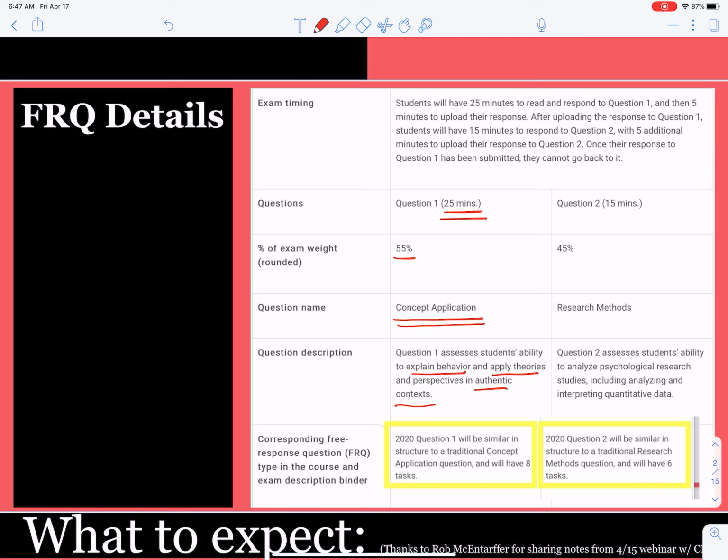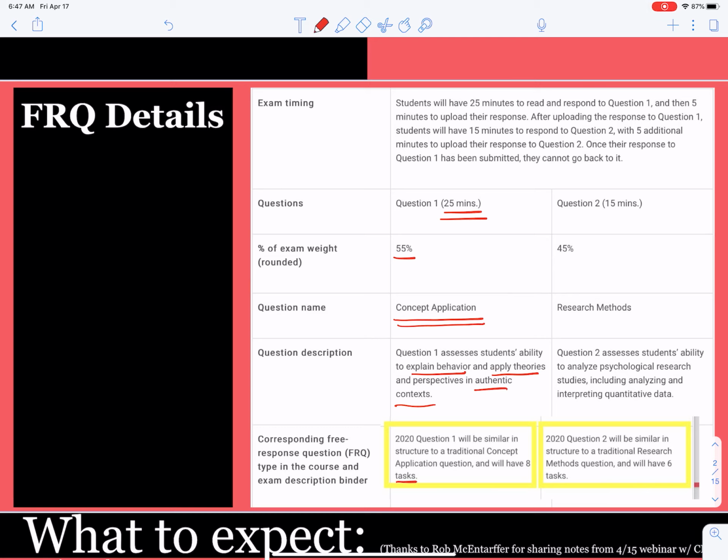So they're going to give you an authentic context, like a little story or a snippet of vignette, and you're going to explain the behavior that's demonstrated in that context, or apply theories and perspectives that you think are related that are listed as tasks. They're called tasks. Those bullet points at the bottom of our FRQs are technically called tasks.